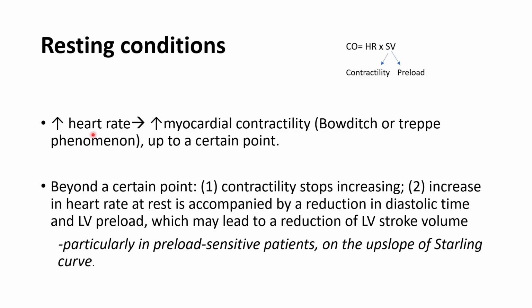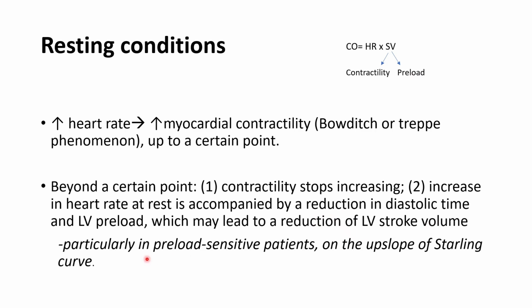So in normal individuals, an increase in heart rate is associated with an increase in myocardial contractility up to a certain point, even at rest. This is called the Bowditch or Treppe phenomenon, and this will further help to improve the cardiac output. However, beyond a certain point, one, contractility stops increasing. There is a limit to that Bowditch phenomenon. And two, the increase in heart rate at rest is accompanied by a reduction in preload because of a reduction in diastolic time, and this may lead to a reduction of LV stroke volume.